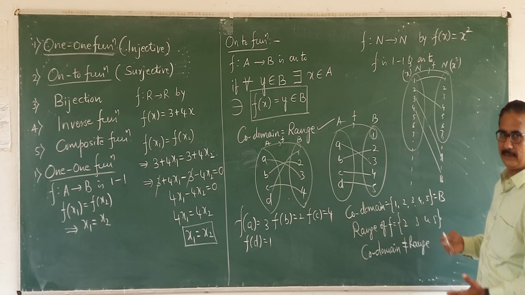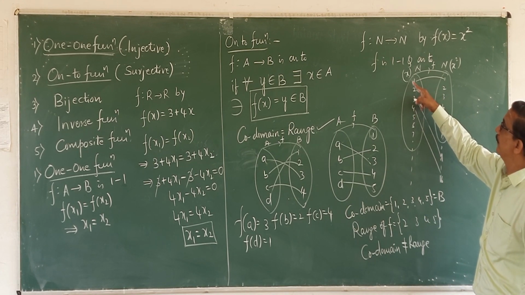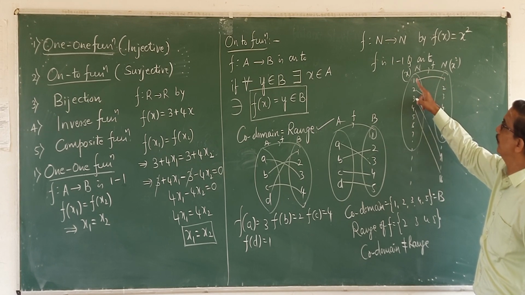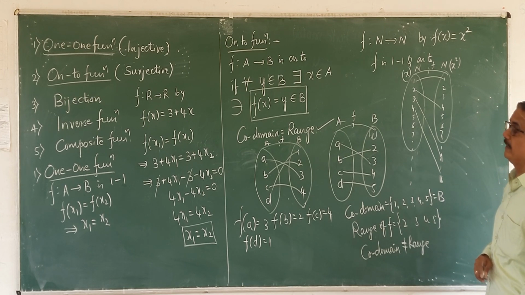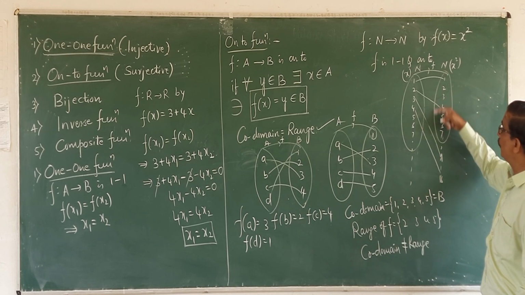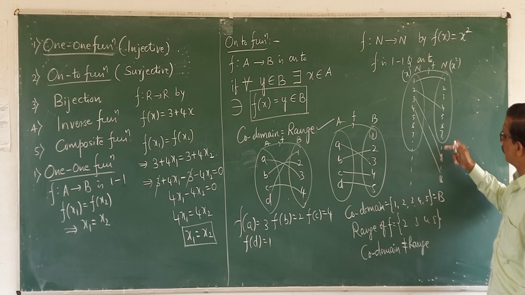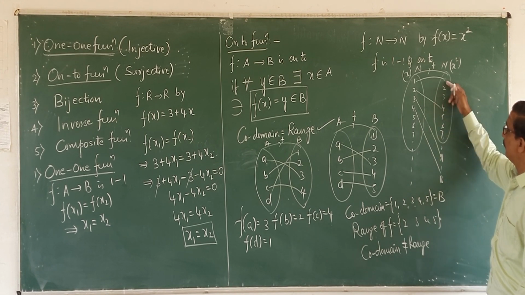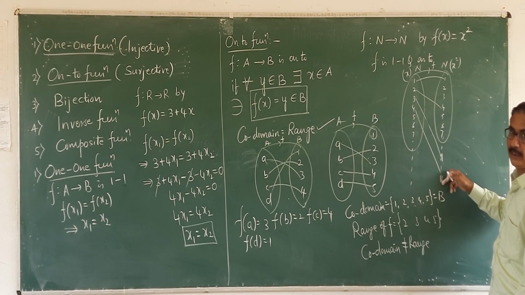Is it 1 1? Yes. Clearly it is 1 1. Because different elements of the first set will have different images. One element, one image is there. Clearly it is 1 1 function. Is it onto function? No. Why? Because codomain is not equal to range. Range is only 1 4 9 16. Only squares of the numbers are in the range, but the remaining numbers are not in the range. So what is codomain? Codomain is set of all natural numbers.